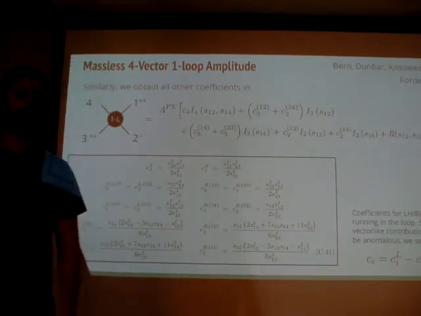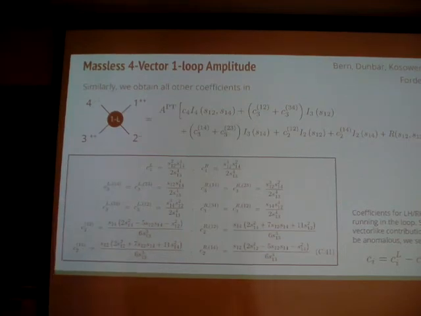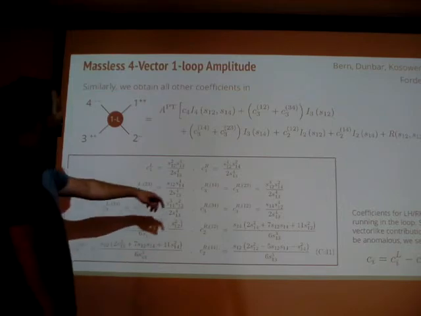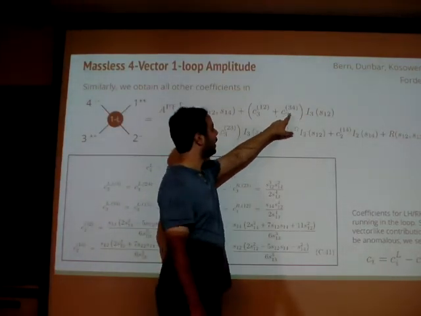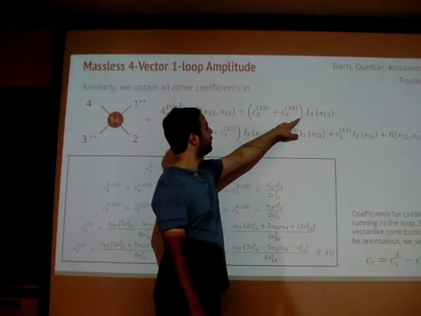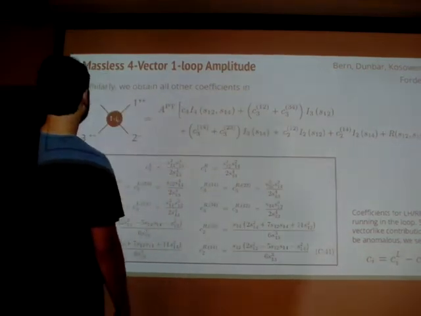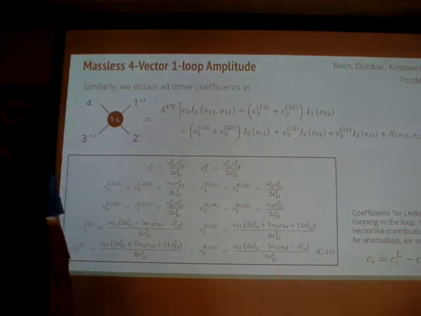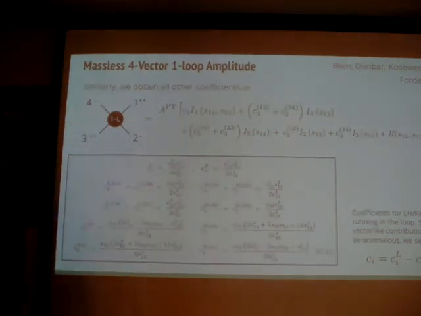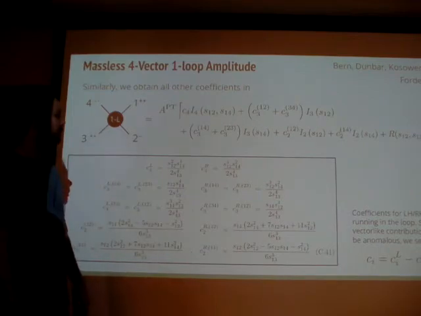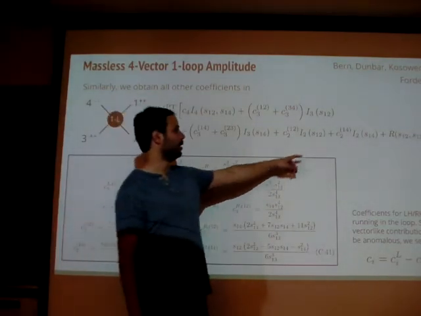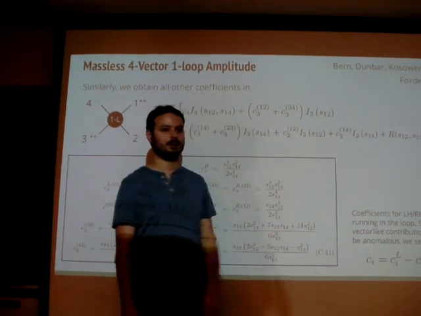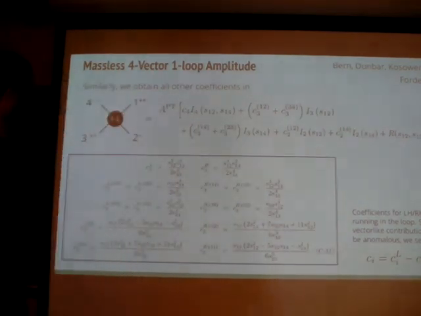Now, subscript I is just the non-connected part. I3, I4: these are just the number of cuts? It's not the number of cuts, it's the number of propagators in the master integral. So this is going to be 1 over 2 propagators in the scalar integral. Good.